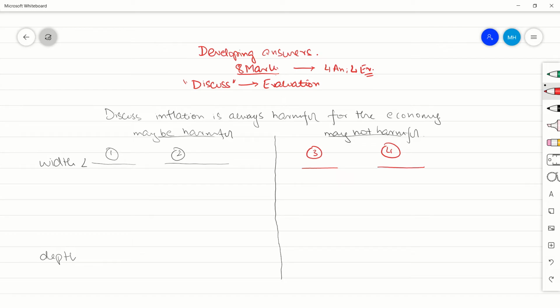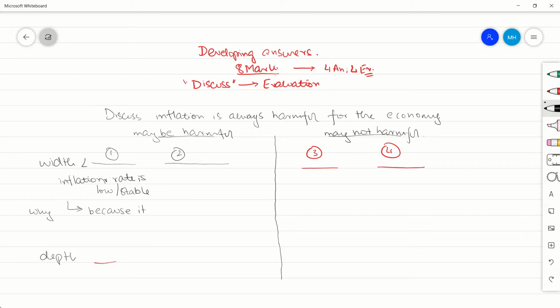How will you develop this? You take 1 point and explain why it may not be harmful after all. For example, it may not be harmful if the inflation rate is low or stable, right? And why? Because now you are building. If you answer this why, that means you're adding more depth.